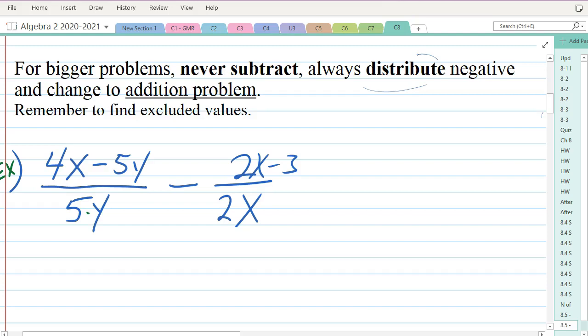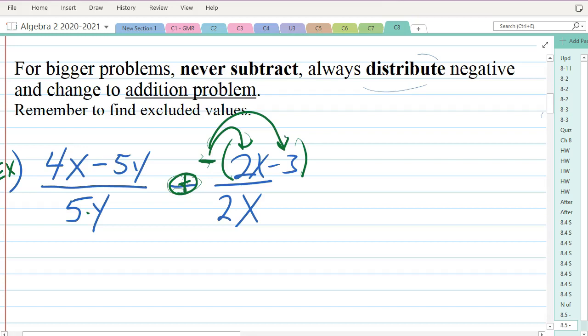What do I mean by this? I mean, here we have a negative sign. So instead of using a negative sign, I'm going to change this to a positive sign and distribute the negative through the right-hand side. So this negative was literally saying the entire fraction on the right was negative. What we're going to do is distribute that negative through to give us a negative 2x and a positive 3. We'll never actually do a subtraction problem because there's too many mistakes to be made.